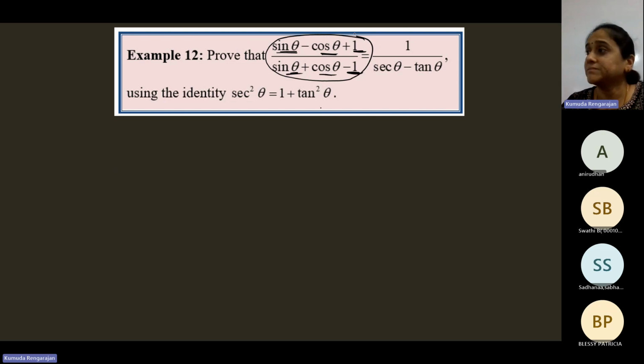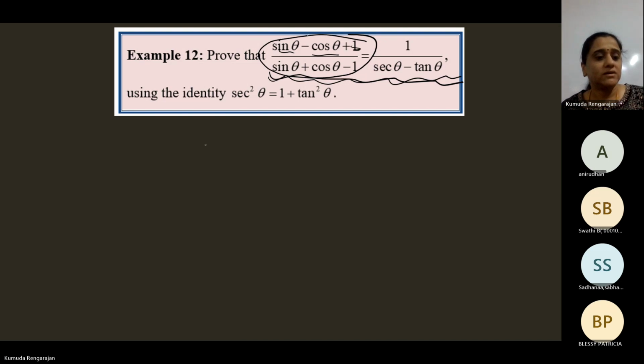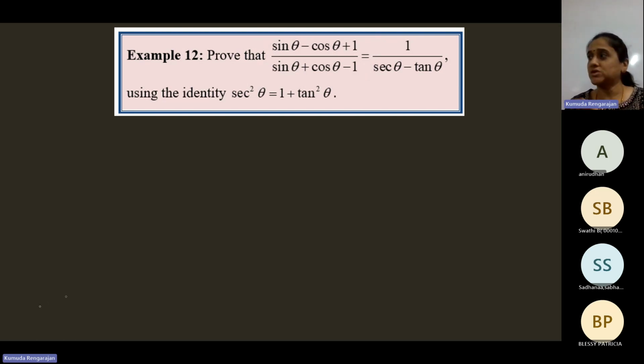Sine, cos, and 1. Whenever one part of the identity, see, these are all identities which we are proving. What you see here is an identity, but you don't have to remember them. You'll have to prove that this is an identity. Now we see that one side of the identity is made up of the ratios sine theta and cos theta and 1. So then we have a specific approach.